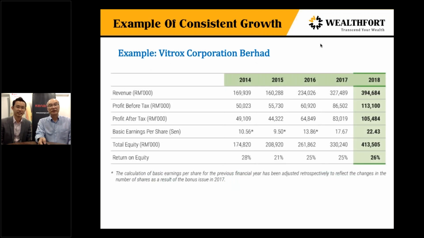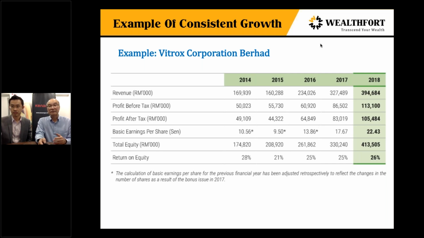So this is Vitrox Corporation Berhad. You can see that their revenue from 2014 was 169 million, but they have moved in 2018 to 394 million. So you can see that tremendous growth. Profit before tax, from 50 million, they have moved up to 130 million in 2018. And then profit after tax from 49 million to 105 million. So it's almost double over the last 5 years.